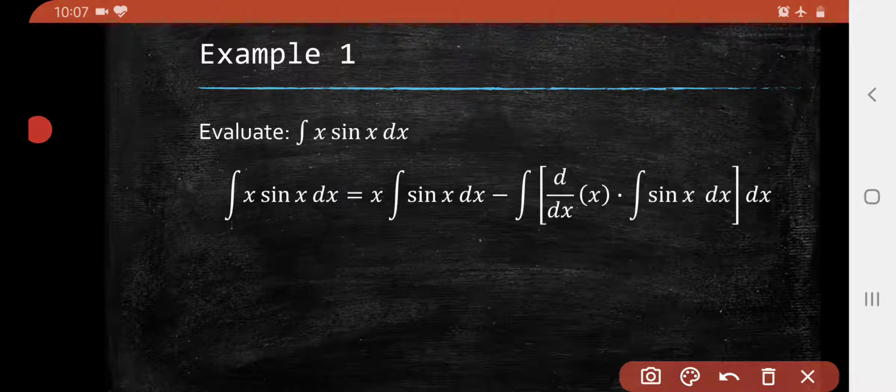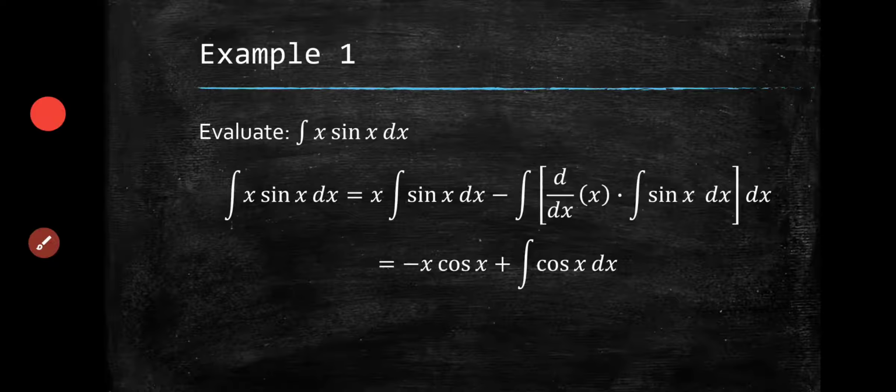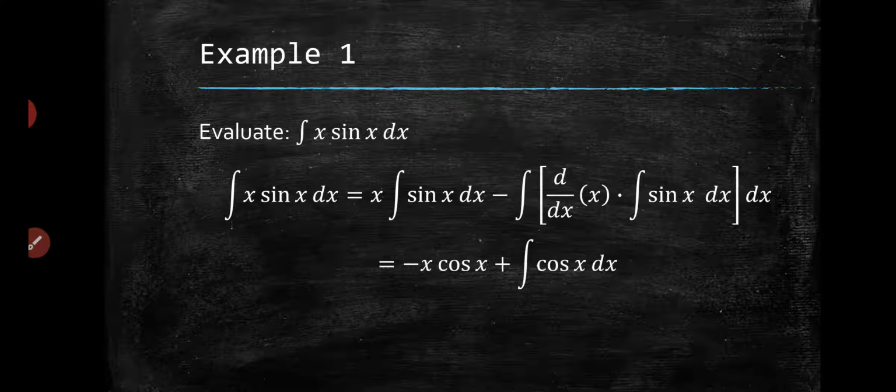Once we break it, this is what happens. Integration of x sin x dx is x into integration of sin x dx, minus integration of d/dx of x into integration of sin x dx, whole dx. Integration of sin x is minus cos x, so that gives minus x cos x, plus d/dx of x is 1, and integration of sin x is minus cos x, so that makes it plus outside, and then we have integration of cos x dx, which becomes sin x plus c.